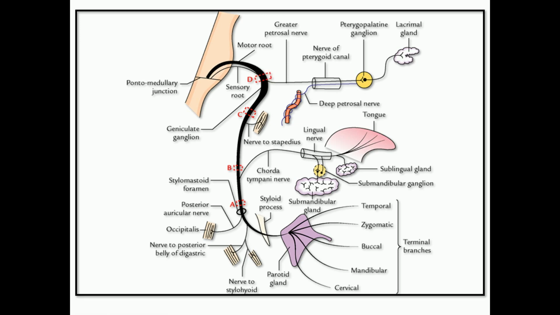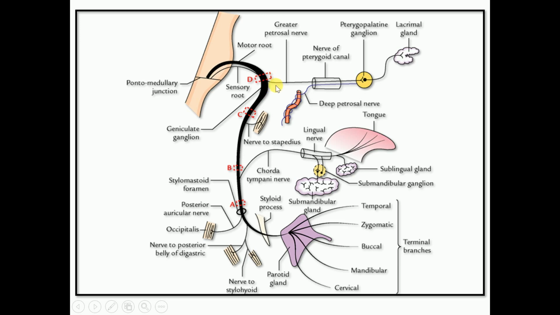Now within the meatus, motor root lodges in a groove present on the vestibulocochlear nerve, while the sensory root remains separate. Now at the lateral end of the internal acoustic meatus, that is called the bottom of the internal acoustic meatus, two roots again unite and form the trunk of the facial nerve.